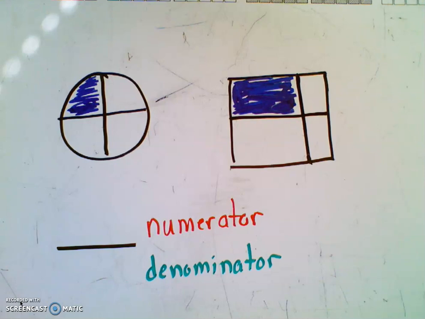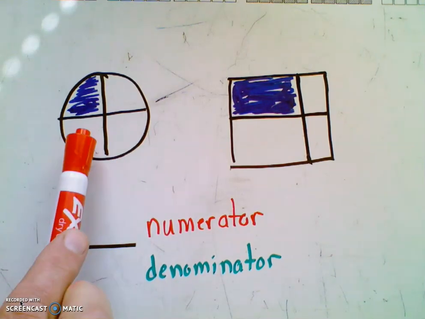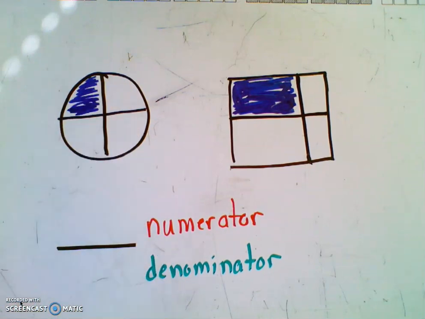So as I take a look at this circle here, I can see that there are four pieces. There's 1, 2, 3, 4. There's four equal pieces cut in that circle, as equal as I can draw them with my own hand. What you see is that there's also one part of that circle is shaded.